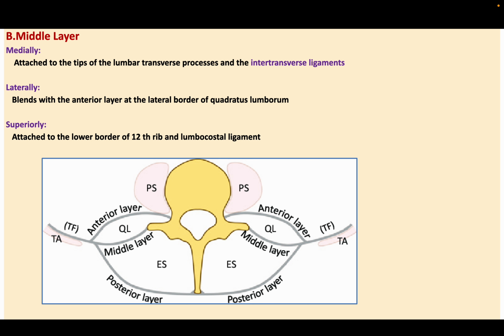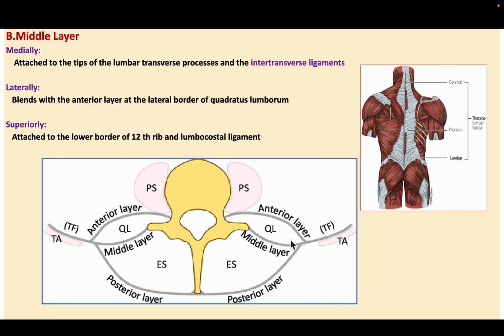Now the middle layer, medially it is attached to the tips of the lumbar transverse processes and the intertransverse ligaments, and laterally it blends with the anterior layer at the lateral border of the quadratus lumborum muscle. Then superiorly it is attached to the lower border of the 12th rib and the lumbocostal ligament. So this is the extent of the middle layer.